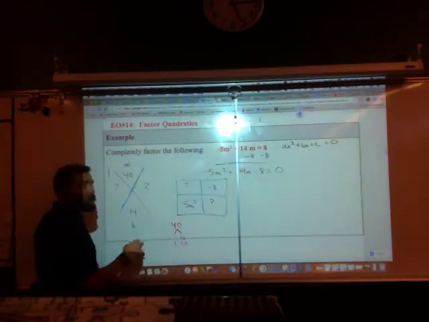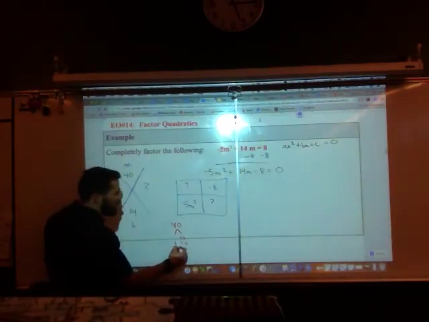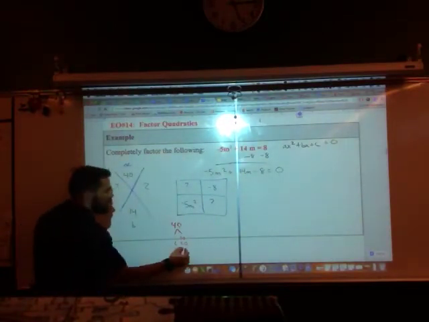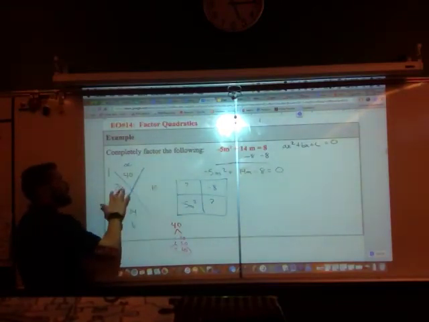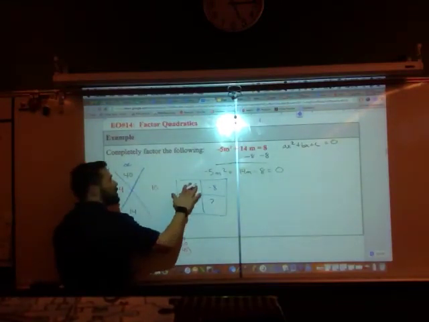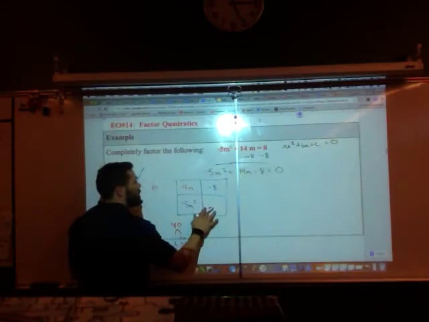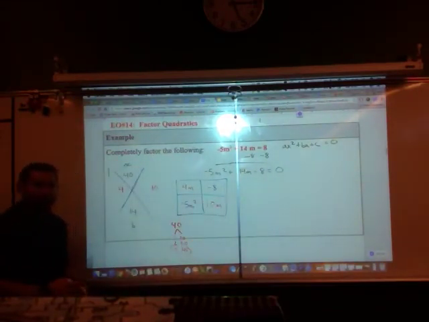Will 3 go into that number? I can add up the digits, they equal 4. 3 doesn't go into 4, so no. So then I'll go 4. 4 and 10. Cool, 14. So I'm going to go with 4, I'm going to go with 10. So that means I'm going to come over here and put 4m and 10m, so that I can factor this completely.